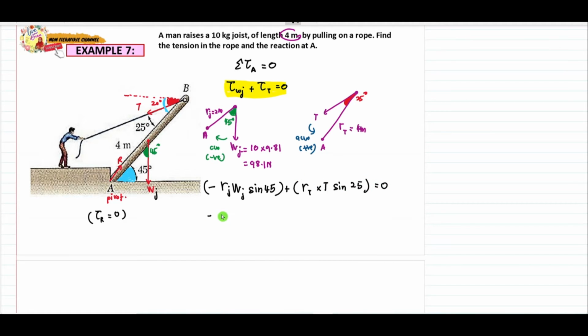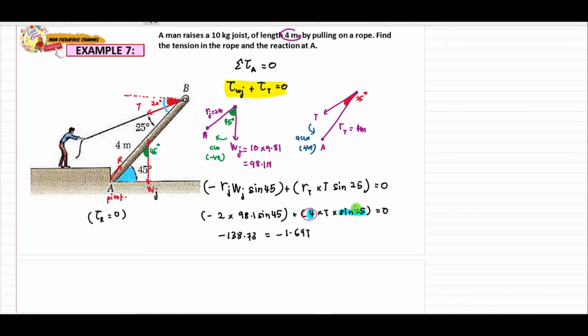So RJ kita dah ada nilai dia, kita boleh masukkan 2 times WJ is 98.1 sin 45 degree, plus RT is 4 meter times T times sin 25 equal to 0. Jadi 4 times sin 25 ni kita dah boleh settlekan. Mana yang boleh settle, kita settlekan. So kita akan dapat negative 138.73 equal to, kita bawa ini pergi sebelah, dia akan jadi negative 1.69T. Kita kira yang ini.